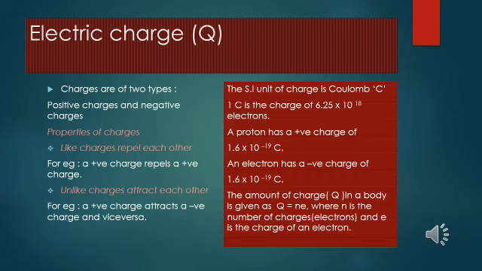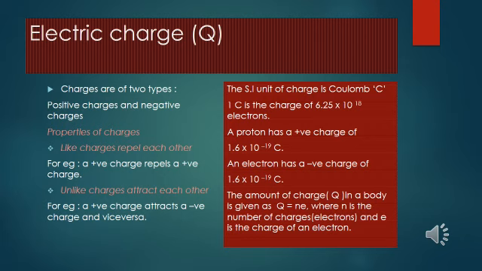What are the properties of these charges? Like charges repel each other. For example, a positive charge repels a positive charge, whereas a negative charge repels a negative charge. Unlike charges attract each other. For example, a positive charge attracts a negative, whereas a negative charge attracts a positive.